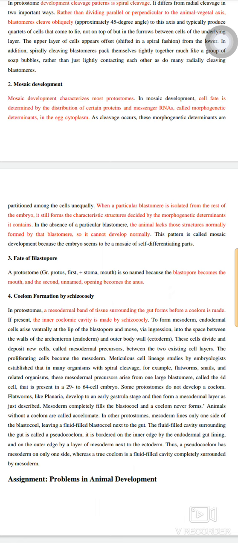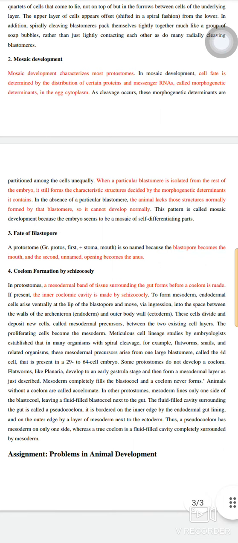And then, in the absence of a particular blastomere, the animal lacks those structures normally formed by that blastomere, so it cannot develop normally. Unlike what we see in deuterostomes, where even if a blastomere is removed from an early embryo, the remaining blastomeres can alter their normal fate to compensate for the missing blastomere and produce a complete organism. So here, they do not produce a complete organism. And this pattern is called mosaic development because the embryo seems to be a mosaic of self-differentiating parts.